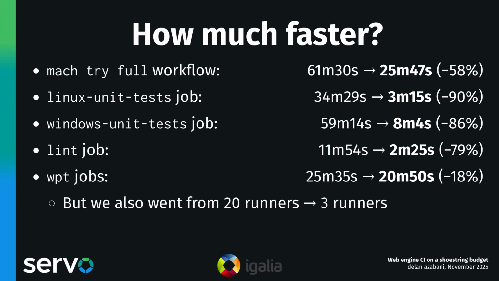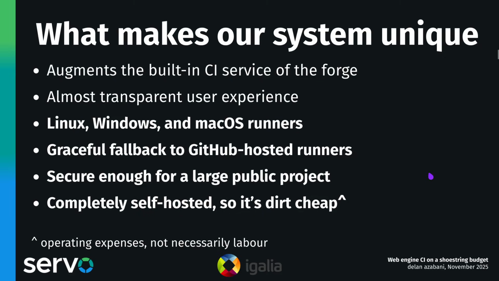And even for the web platform tests, we found more modest time savings with the capacity that we've allocated to them. But even though the savings are a bit more modest, what's worth highlighting here is that we were able to go from 20 runners. We had to parallelize this test suite across 20 runners before, and now we only need 3.